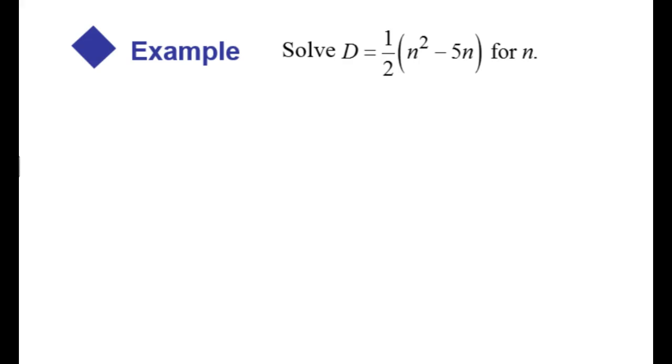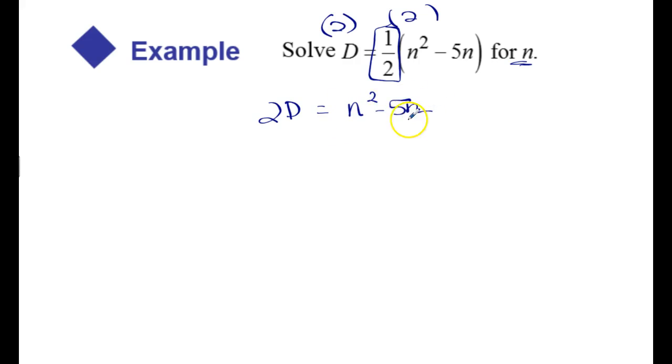And the last example, well, to solve for n, I would undo what's happening to n. And right now, n, there's a 1/2. So let's double both sides. I can do whatever I want to both sides of the equation. So I guess the first thing I'll do is get rid of the 2. This is a hard problem. To solve for n, I'm going to try to set it equal to 0 and factor.